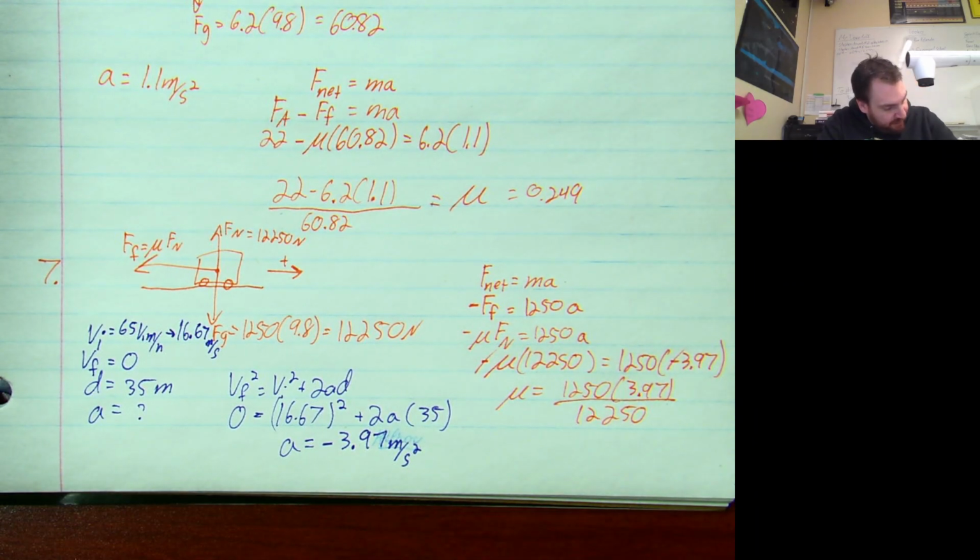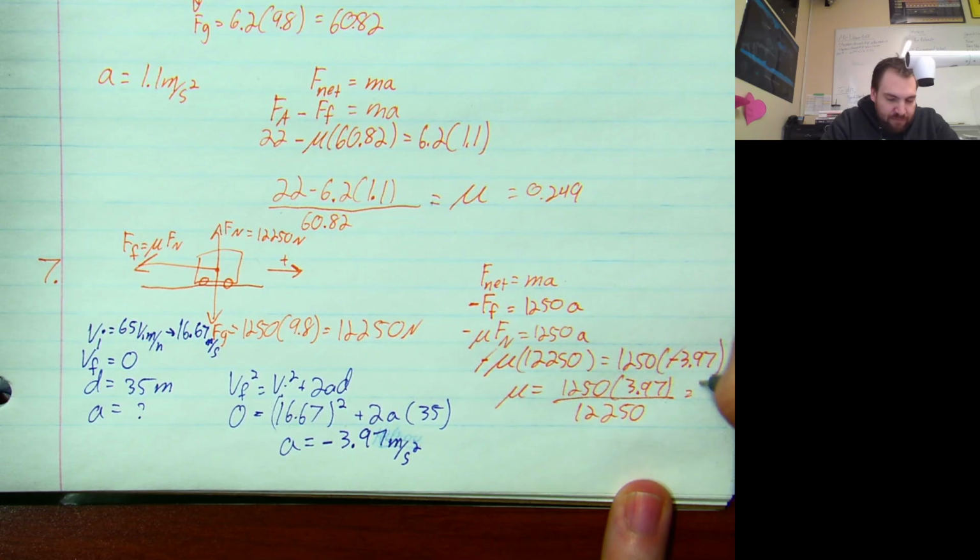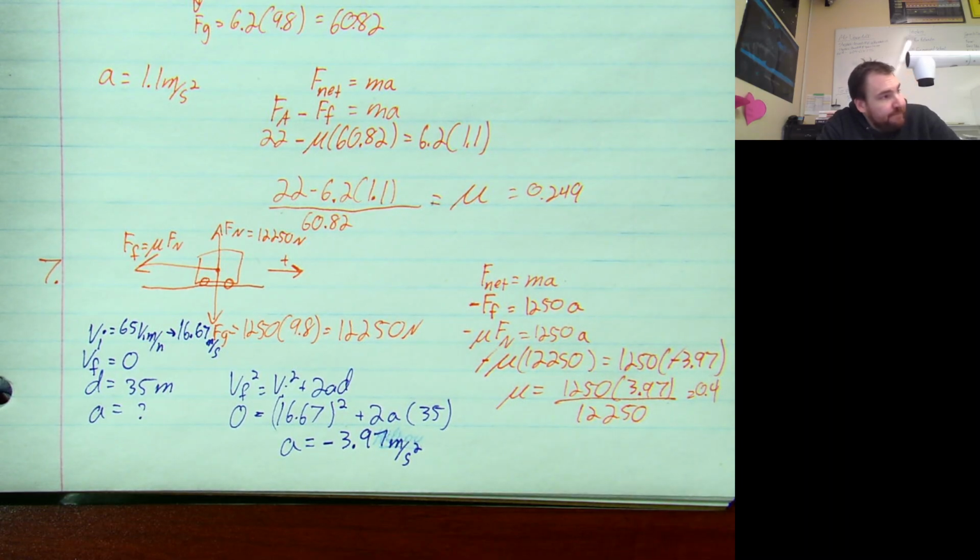Mu then should be 0.4. Seems reasonable, because this is going to be almost 10, like dividing by 10. 0.4 seems reasonable. You follow? Where did it get complicated? Or where did it trip you up?